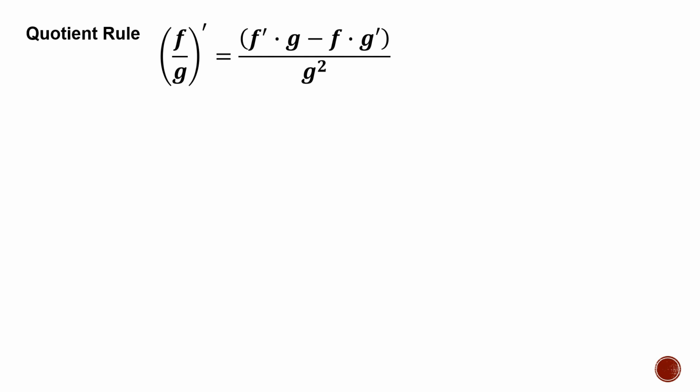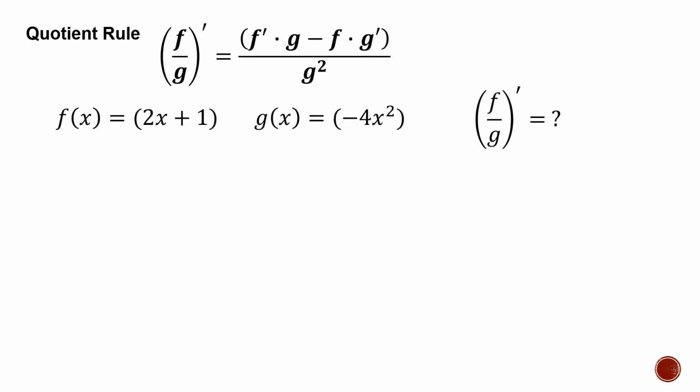So here it says that we just need to find the derivative of the first function and then multiply that by the second function, minus the first function multiplied by the derivative of the second function, divided by the square of the second function. So for example, we have this and we need to find this. Since we already have the f and the g function, let's find the derivative of the f function, which is 2. The derivative of the g function is negative 8x.